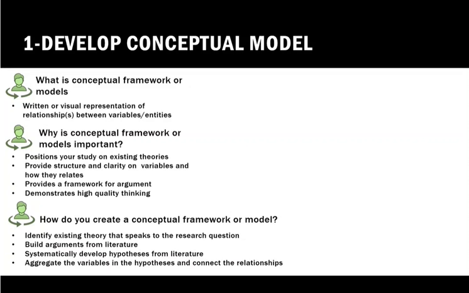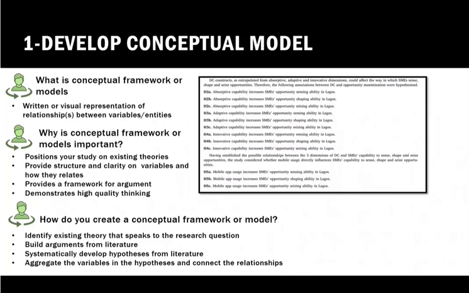All right, I think I've said that before, but perhaps I need to say it again: you need to identify a synthesis theory that speaks to the research question, and build arguments from your literature. I think this is perhaps the best way of doing it. You look at what the literature says about that area, and as you're reviewing it, you are building your argument. This argument could be in the form of hypotheses. So you begin to frame your hypotheses as you develop your literature, and then you aggregate the variables in those hypotheses and connect them in the form of relationships.